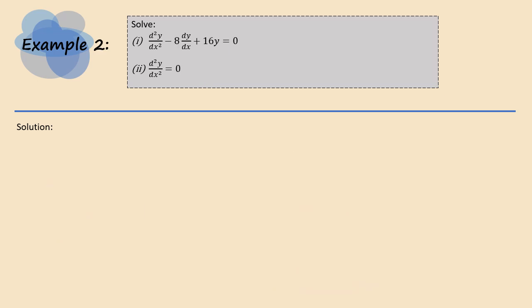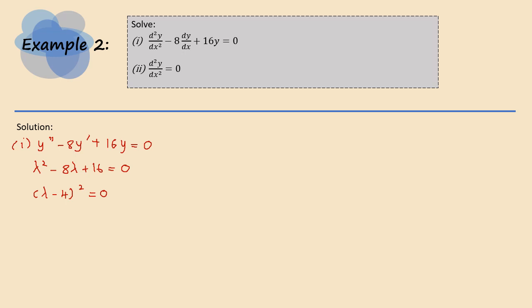So now, example 2. Let's solve these two equations. Okay, so we start with equation number 1. We have y double prime minus 8y prime plus 16y equal to 0. So we change the equation into our characteristic equation. We will have lambda squared minus 8 lambda plus 16 equal to 0. So now we factorize our quadratic equation. We will have (lambda minus 4) to the power of 2 equal to 0.